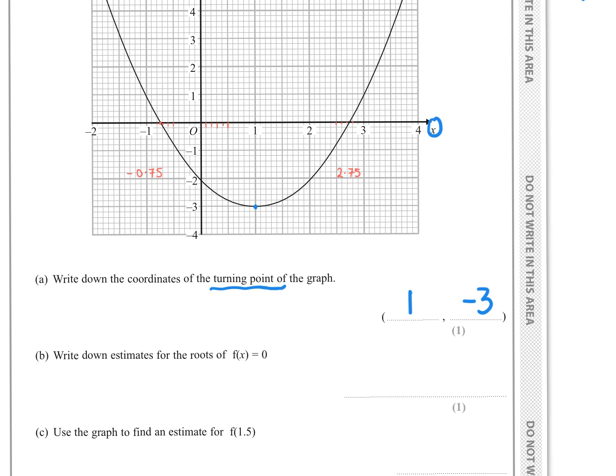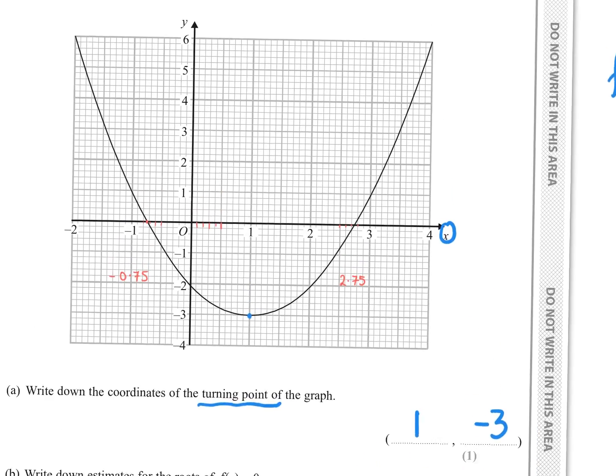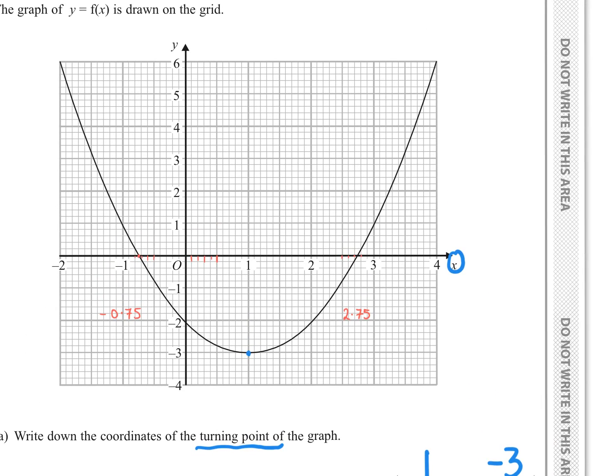So we can say x equals, well, we won't say x equals. We'll say x is 2.75, because they're estimates, don't forget, and x is negative 0.75. Then part C says, use the graph to find an estimate for when f takes on the value 1.5. So hopefully you're aware of what that means, but I'll just run over it quickly.